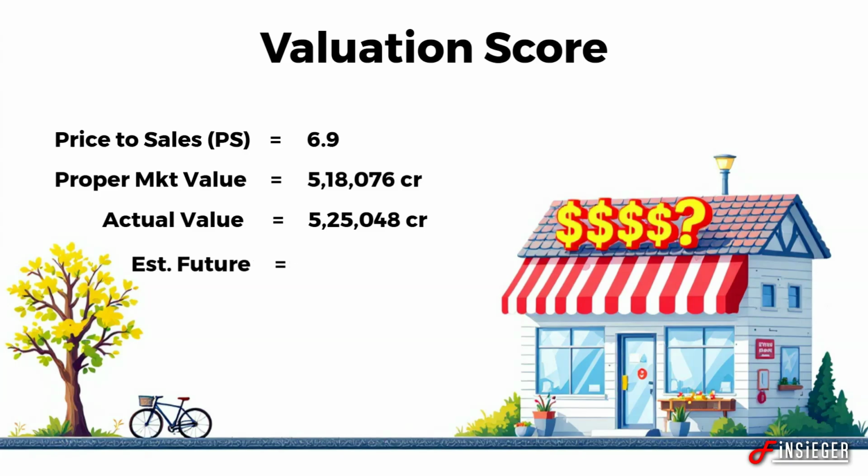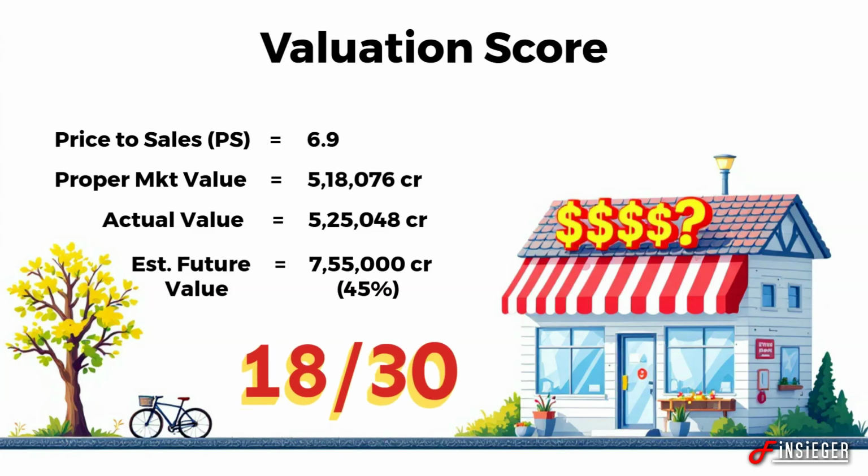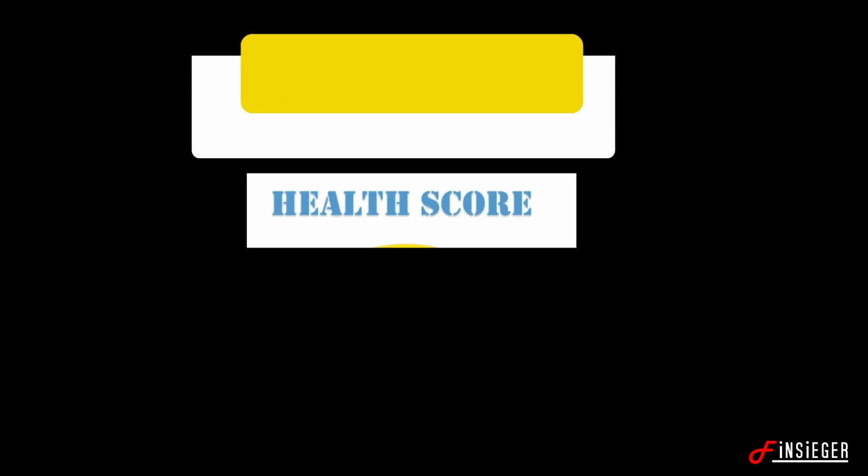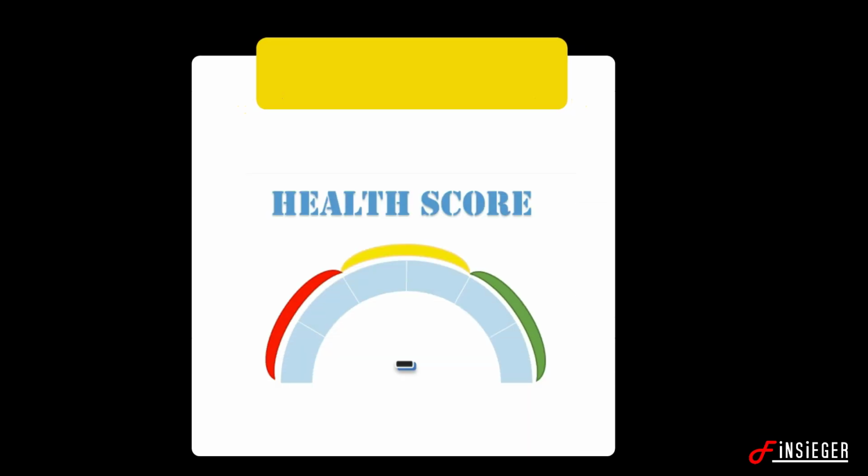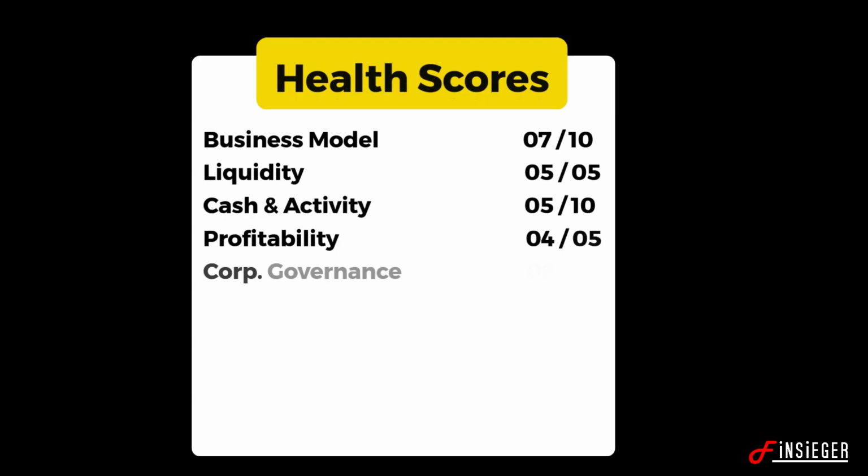By estimating future value using CAGR, NPM and PE, we get forecasted value of 7,55,000, which is approximately 45% possible returns in 5 years. Hence we reach its score of 18 out of possible 30 in valuation. So after evaluating all the points, final score for ITC is 67 out of possible 100. You can pause the video for summary.